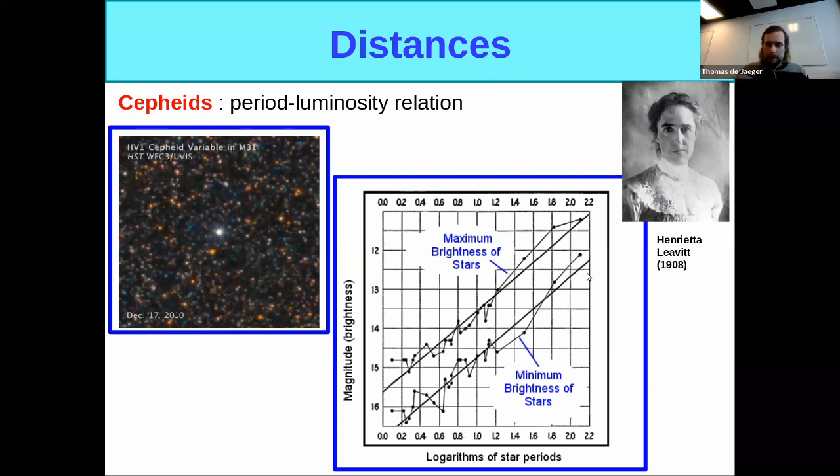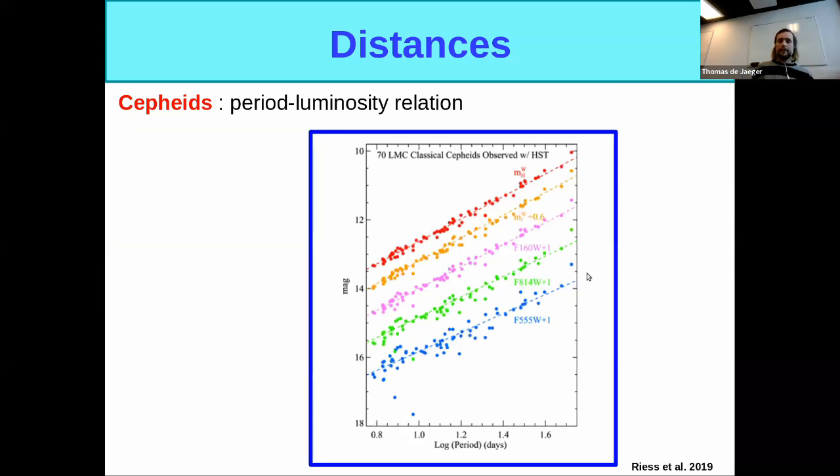Since that time, we made a lot of progress, and we observed more and more Cepheids. And here I show you an example from one of the latest plots showing the period-luminosity relation for Cepheids from Adam Riess's paper in 2019. So you see magnitude versus the period, and you can see a very nice correlation between the magnitude and the period. And if you go to near-infrared bands, the correlation is even better, or you see less dispersion.